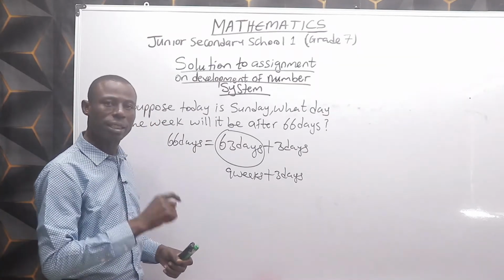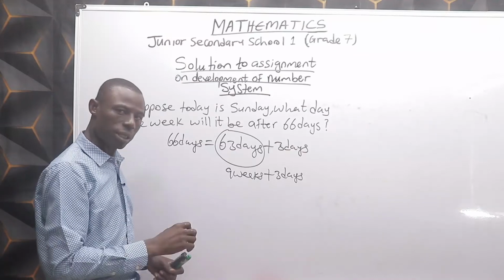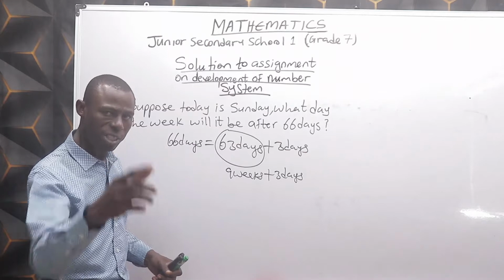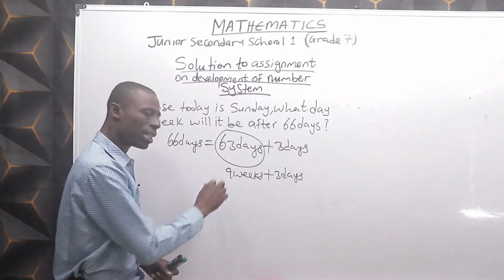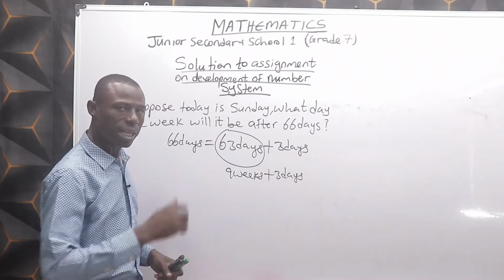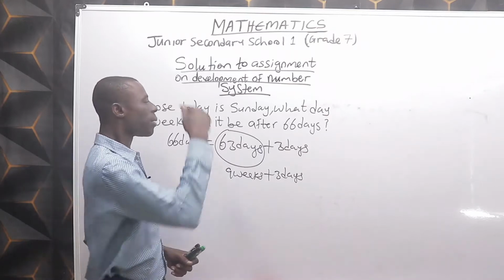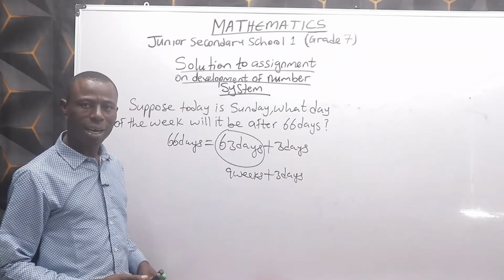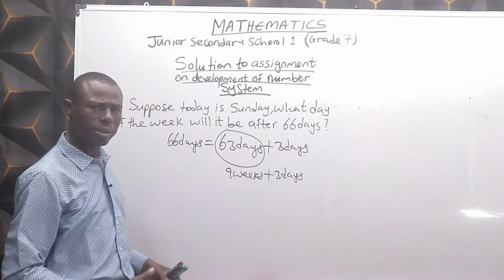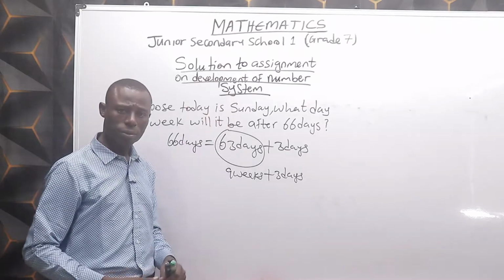After 14 days, it will still be Sunday. After 21 days, it will still be Sunday. Those numbers I'm mentioning are multiples of 7. After 28 days, it will still be Sunday. After 35 days, it will still be Sunday. After 42 days, it will still be Sunday. After 49 days, it will still be Sunday. You continue like that. So also after 63 days, it will still be Sunday.